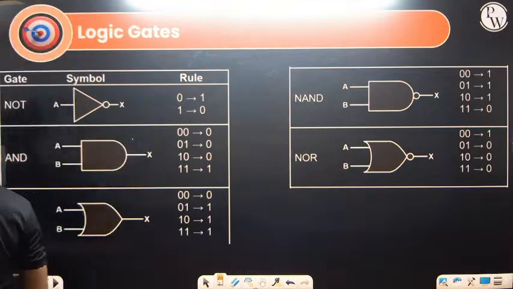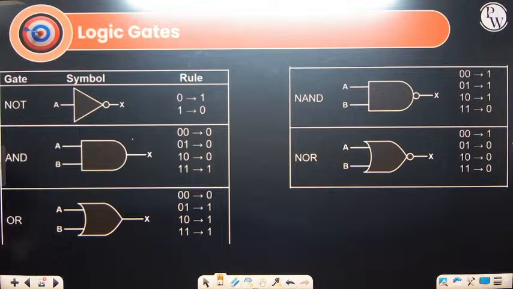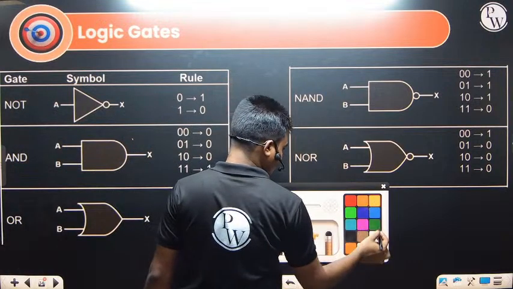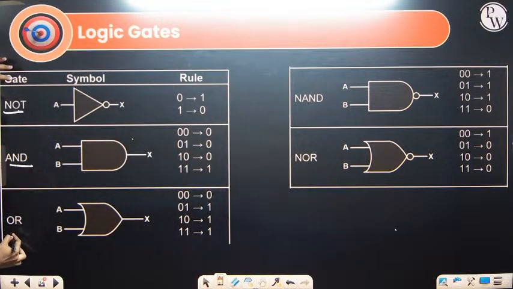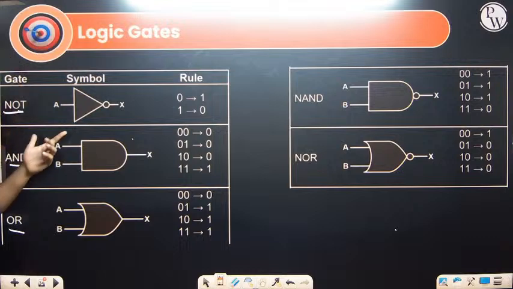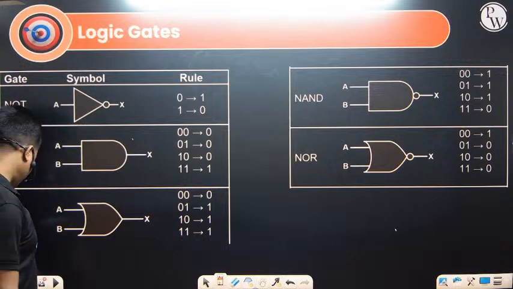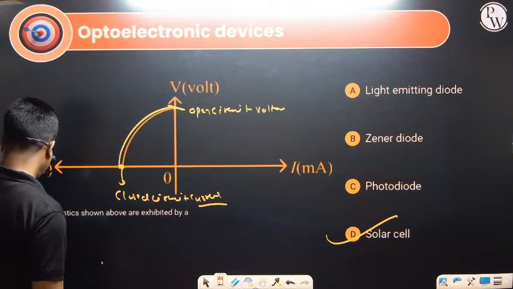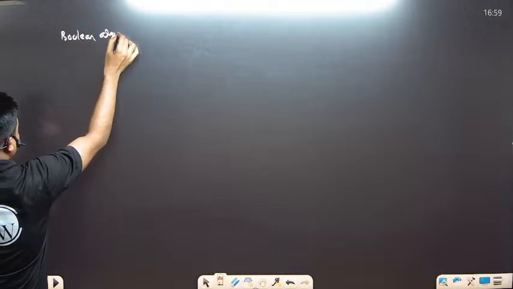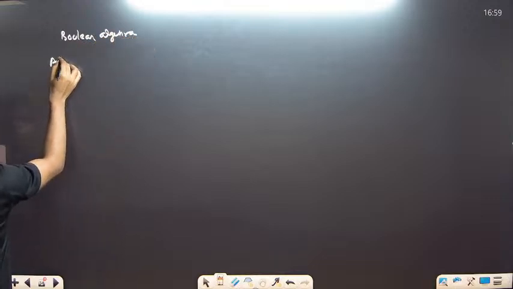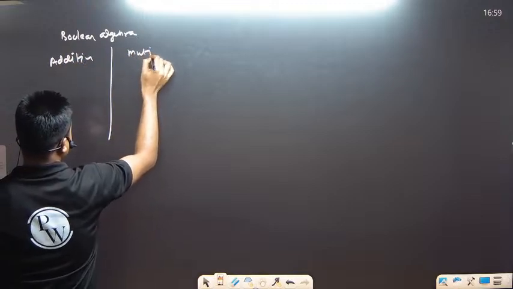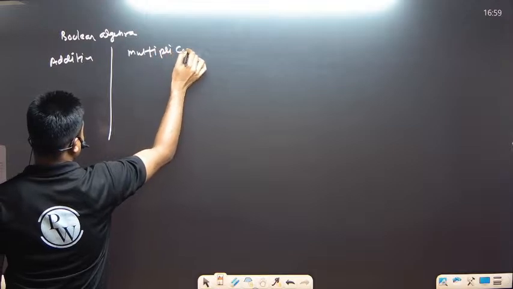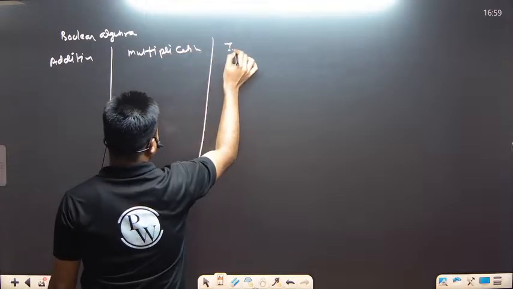Next, we have one more thing, last but not least, that is the logic gates. First is the NOT gate, AND gate, OR gate. We have these particular symbols, and there are certain Boolean rules. Just quickly I will go through the Boolean algebra. I hope all of you know this. In that, we have addition, multiplication, and inverse.